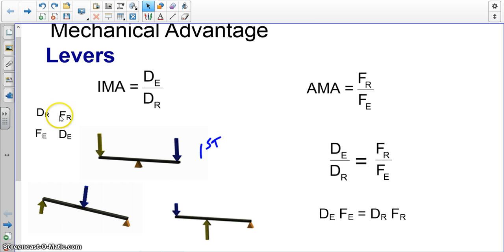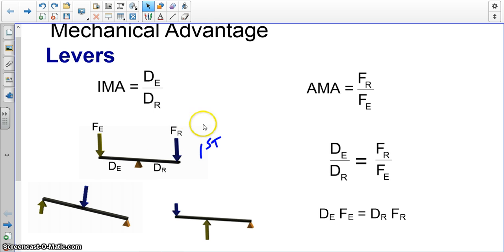Okay, and it's a first class lever when the resistance force and the effort force are on opposite sides of the fulcrum, and the distance to the effort force and the distance to the resistance force are given right there. So that's a first class lever, where an example is a seesaw, or actually a crowbar would be another good example. Or if you ever try to take the lid off a paint can, the little ruler looking thing that you use to take the lid off, that is a first class lever. Okay, one in which the mechanical advantage is really big.